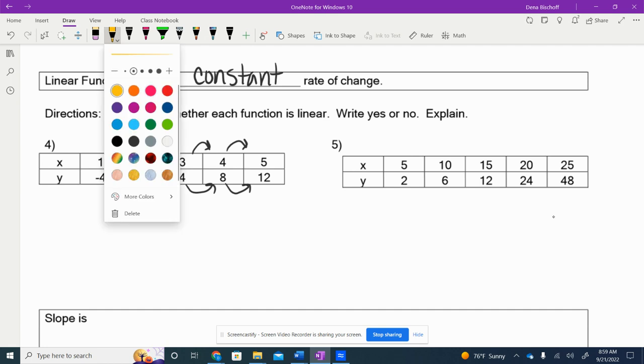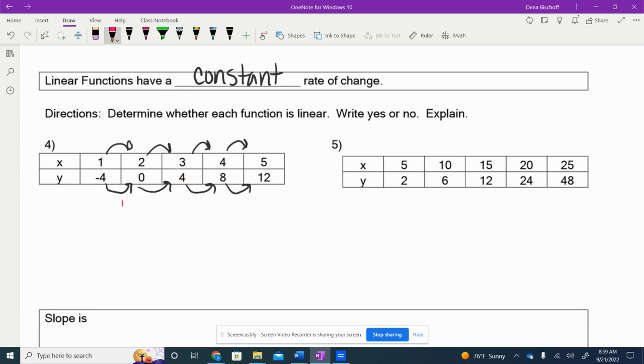What did I do to go from negative 4 to 0? Add 4. 0 to 4, add 4. 4 to 8, add 4. 8 to 12, add 4. So I'm adding 4 for each increment on the y value. What am I doing for each increment on the x value? Adding 1, plus 1, plus 1, plus 1, plus 1. So the constant rate of change, which is the same thing as slope, for this is 4 over 1.